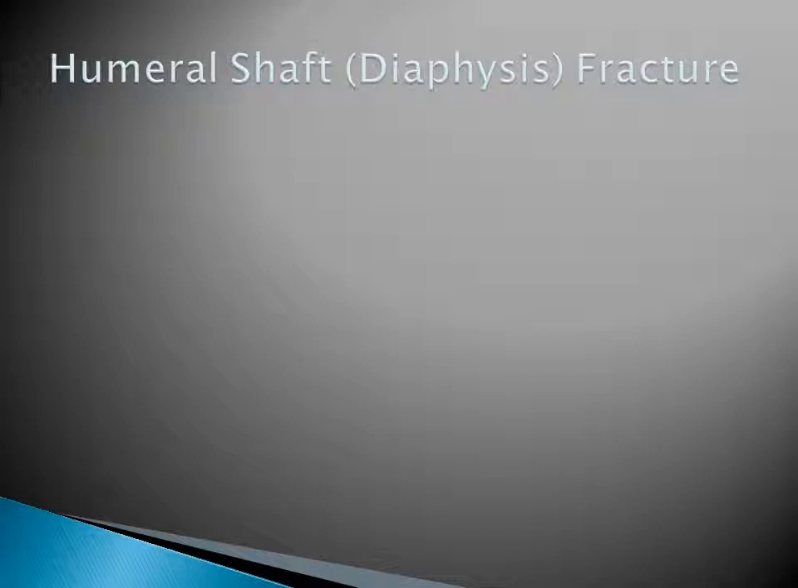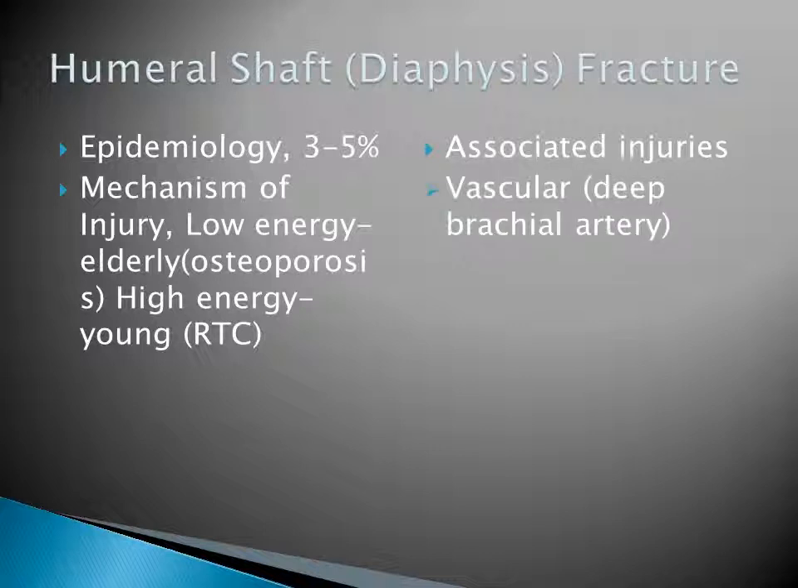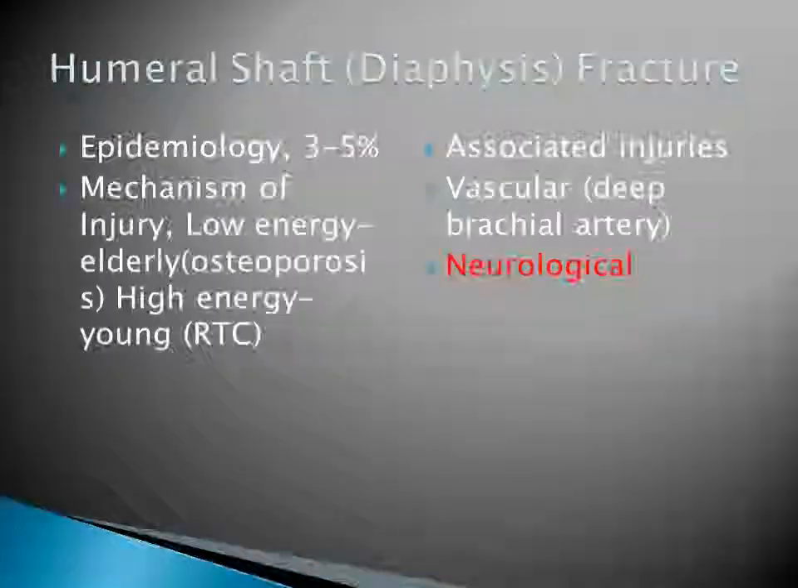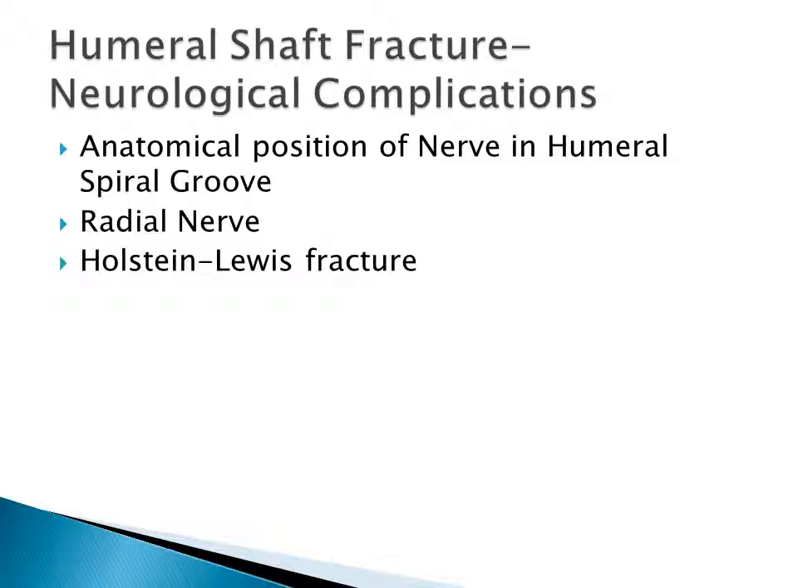Next we will look at fractures involving the humeral shaft or diaphysis. These fractures account for 3 to 5% of all fractures, and their mechanism of injury can be divided into low and high energy. As before, elderly patients are more susceptible to low energy injury. These fractures are associated with injuries to the deep brachial artery. In addition to this, they are susceptible to neurological complications. These complications are due to injury to the radial nerve because of its close relationship with the spiral groove of the humerus. In specific situations, this injury may be known as a Holstein-Lewis fracture.